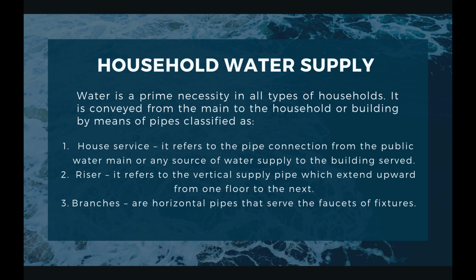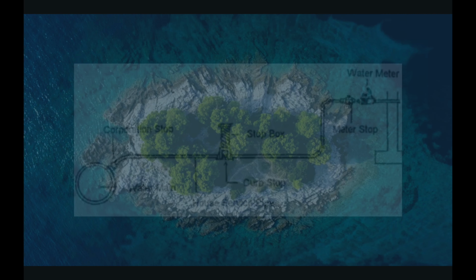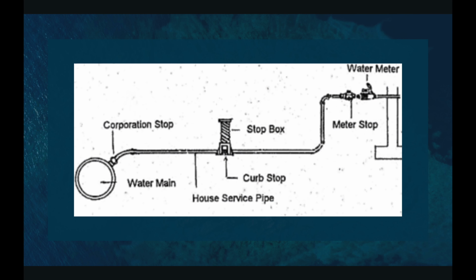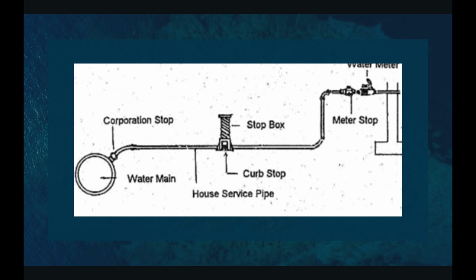Riser. This refers to the vertical supply pipe which extends upward from one floor to the next. And then branches. These are horizontal pipes that serve the faucets or fixtures. So this is an example of the house service pipe. Like what I said earlier, this is that kind of water pipe that we commonly see in households.